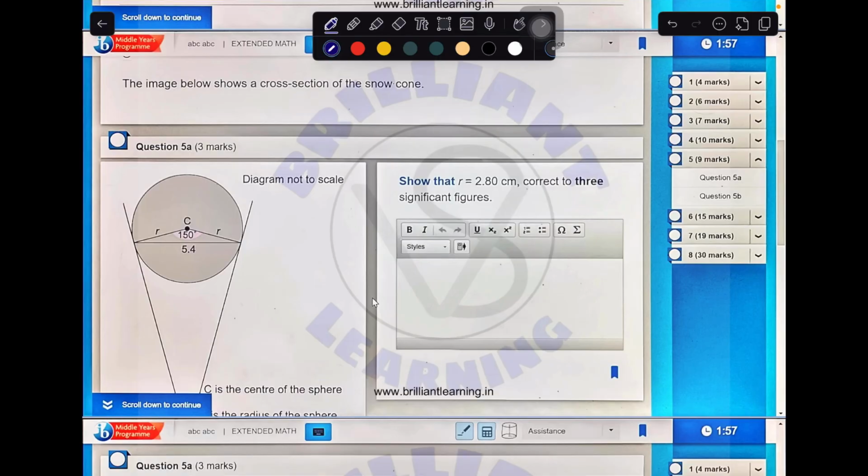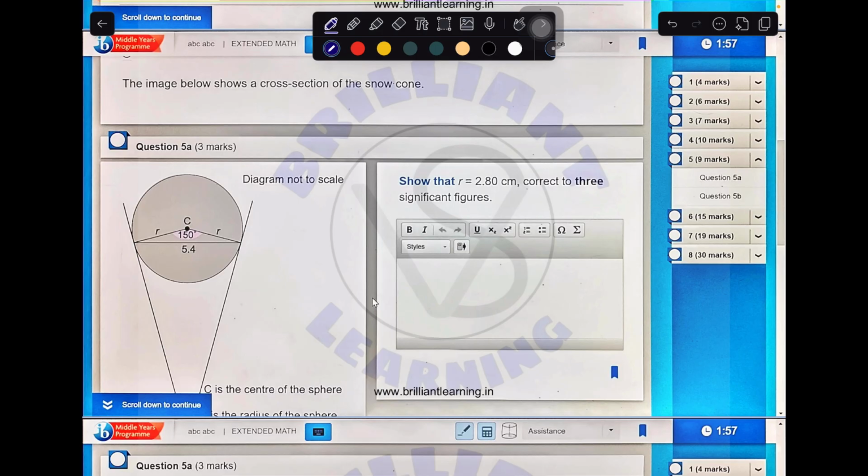Okay, guys, we are back to question 5. So this question, 9 marks, it is a tough question. Yeah, what can I say? Okay, let's just go for it. Okay, so show that r is equal to 2.8 centimeters, correct to 3 significant figures.